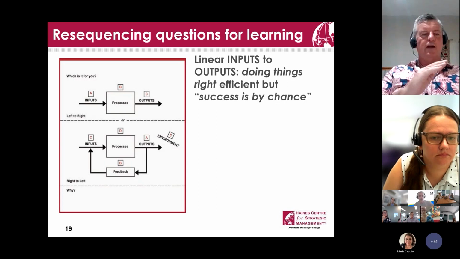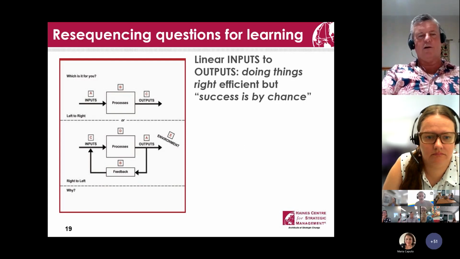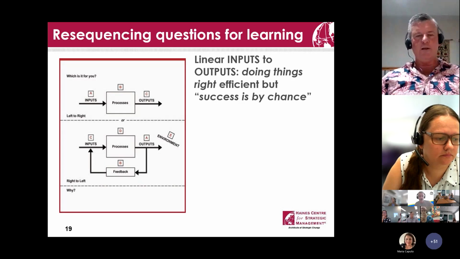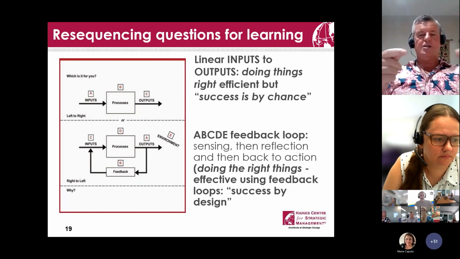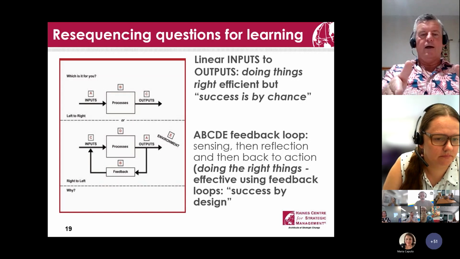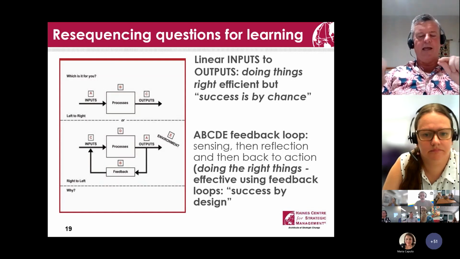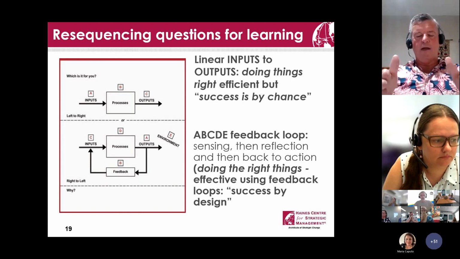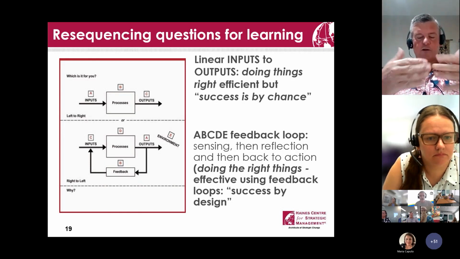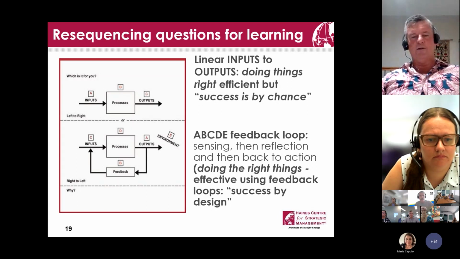What we'd rather see, rather than going from left to right in a linear way, is to start thinking about the output you're trying to achieve first, and then close the loop in a feedback loop whereby you're sensing, then reflecting, and then understanding that you're actually doing the right things, because it's effective success by design, by using feedback on the inputs that you're creating. Systems leaders understand the difference between effectiveness and efficiency, and they manage time most productively at this intersection. So once you know you're spending time on the right things, then it's time to get efficient and do them more effectively.